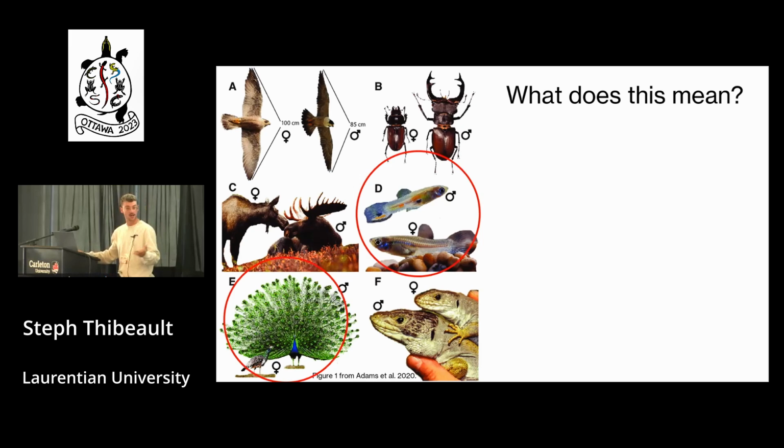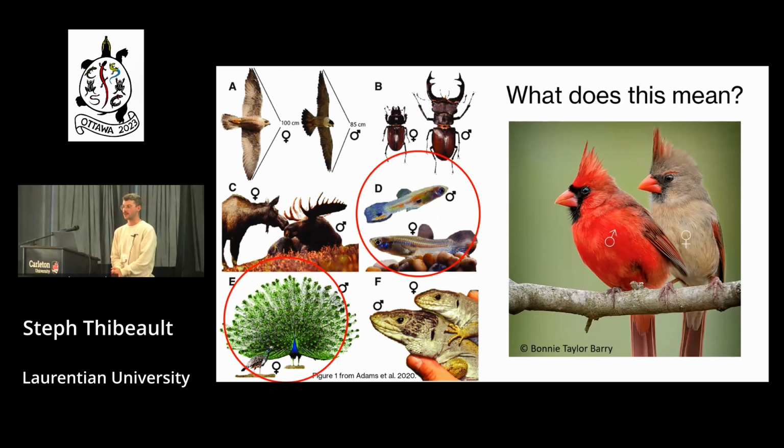And color is often attributed to mate attraction. A well-known example that we probably all know is what happens with many birds, where males develop bright breeding plumage during the breeding season. And you may have noticed that typically these traits arise in the male sex.